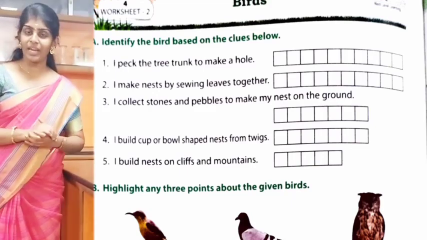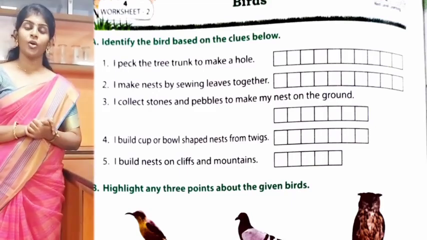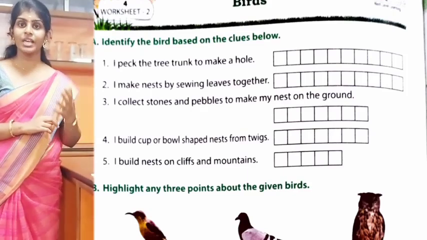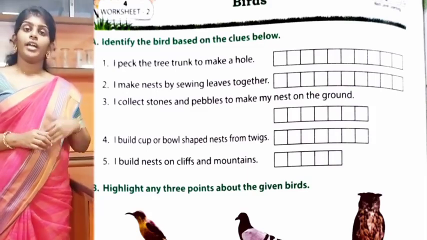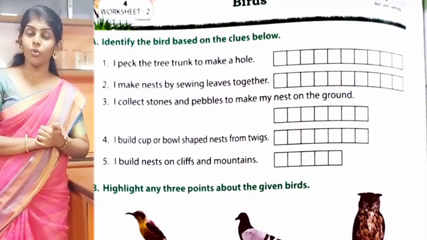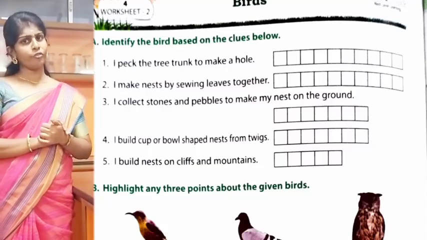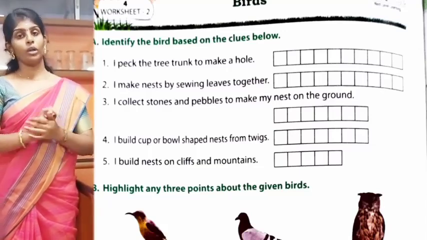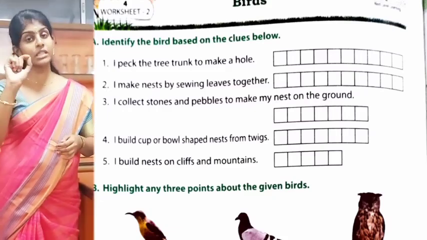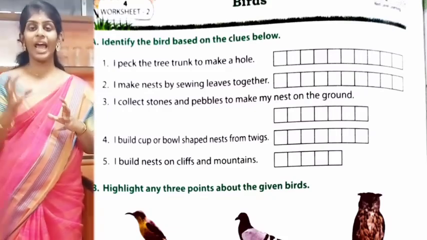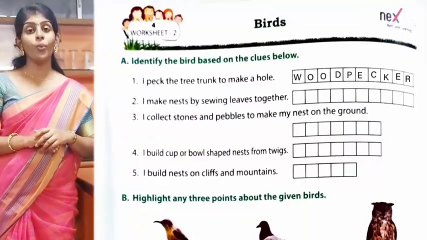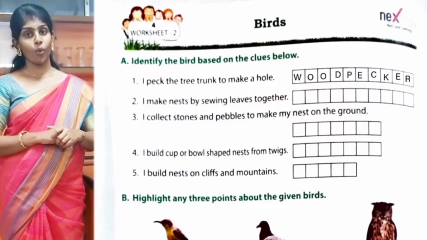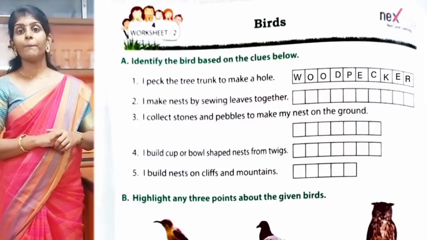Here again we have 5 set of questions which give us clue. Now we have to read the clues and find the bird. All these questions are related to nest, children. So what is the first question? I pecked the tree trunk to make a hole. So the bird which pecks the tree trunk to make a hole and live in it is woodpecker. What is the spelling of woodpecker? W-O-O-D. Woodpecker.